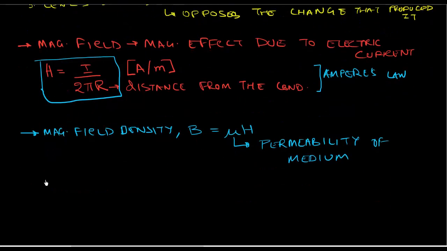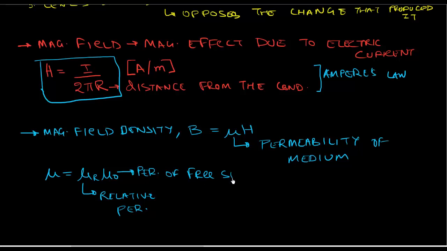So permeability mu is defined as mu r times mu naught, where mu r is the relative permeability and mu naught is the permeability of free space, and mu naught is equal to 4 pi times 10 to the power minus 7 Henry per meter.